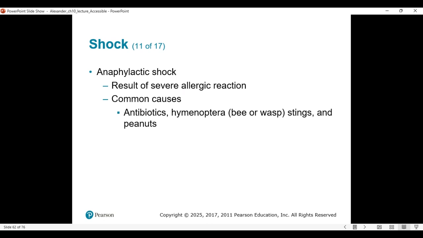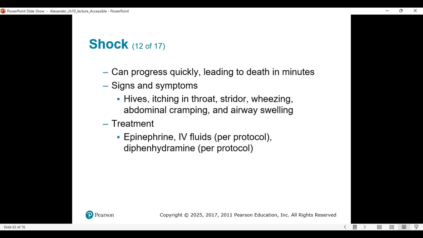Anaphylactic shock, severe allergic reaction, common causes, right? Food, environmental, like bees and wasps, medications like antibiotics, some pain medications like morphine, other drugs. Those are the big ones. Like food allergies and bee stings and medications. Those are all big cases we see in the field. Remember that it can progress very quickly, which means the patient could be dead in a few minutes.